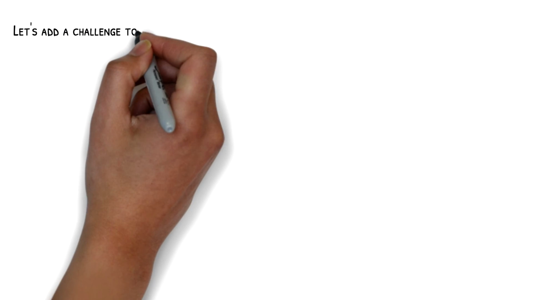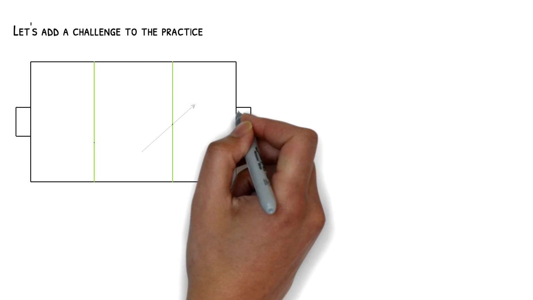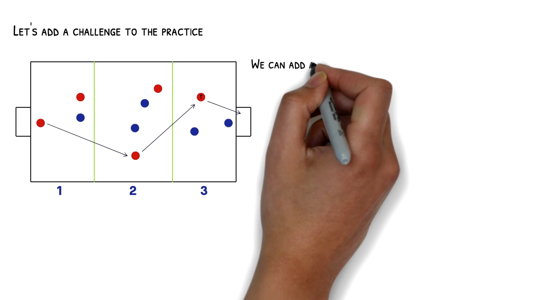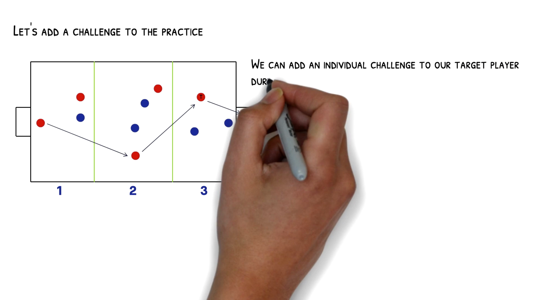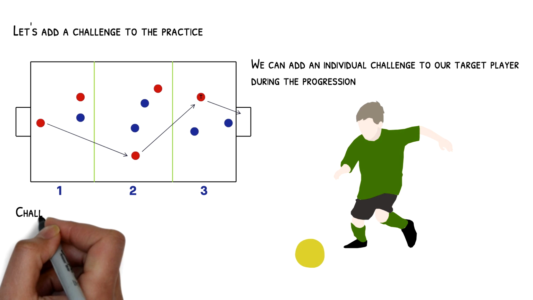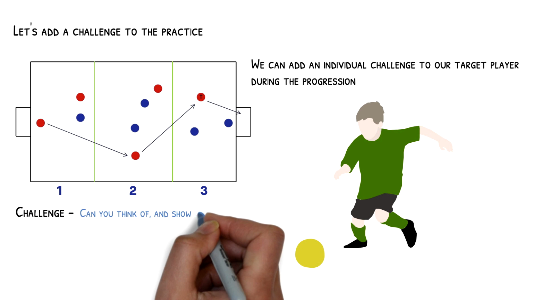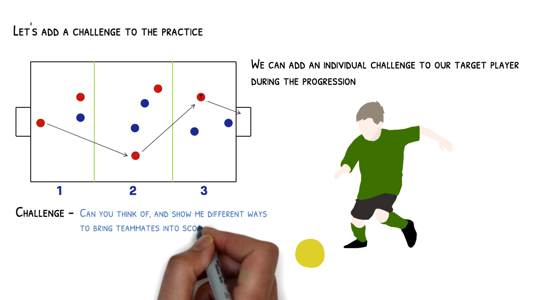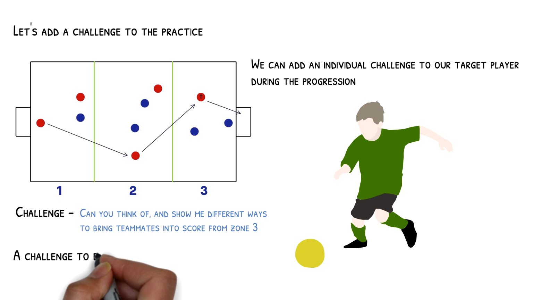Let's add a challenge to the practice. We can add an individual challenge to our target player during the progression. Challenge. Can you think of and show me different ways to bring a teammate into score from Zone 3? A challenge to encourage the player to link up.